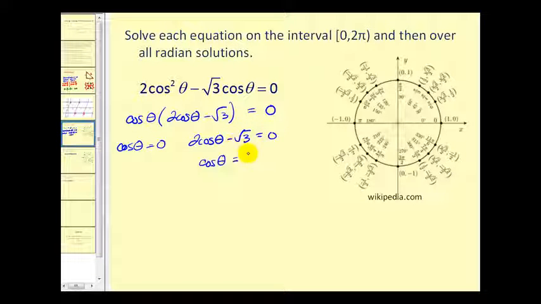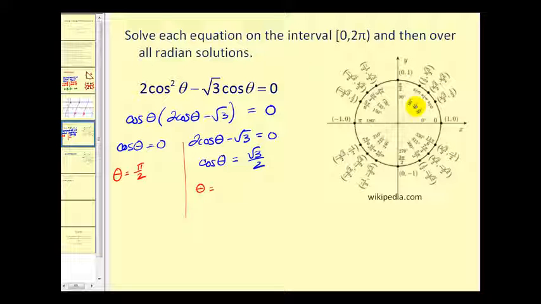Let's go ahead and find our angles. Remember, on the unit circle, cosine theta is equal to x. So cosine theta will equal 0 here at pi over 2 radians.